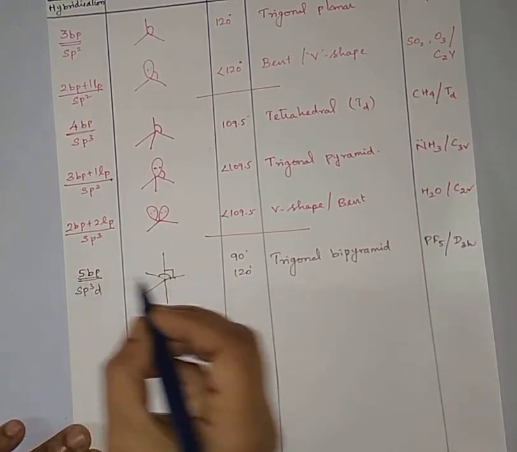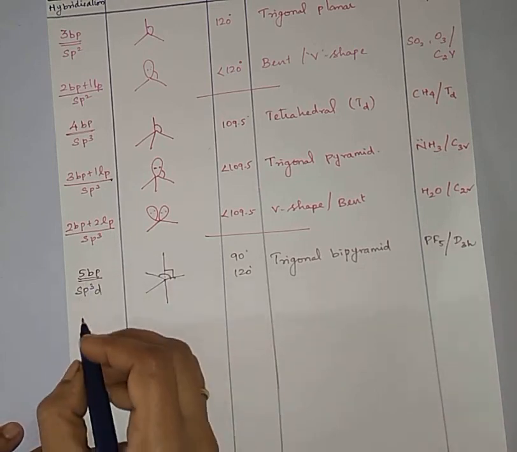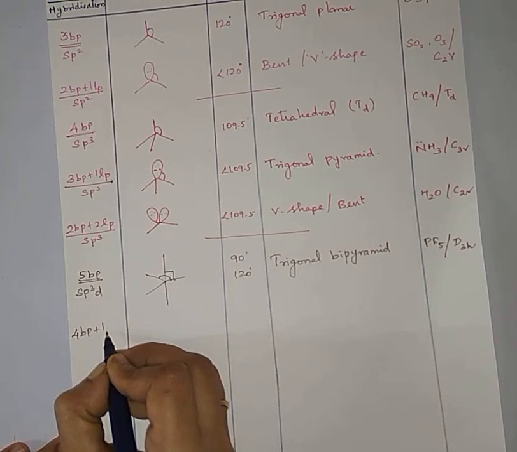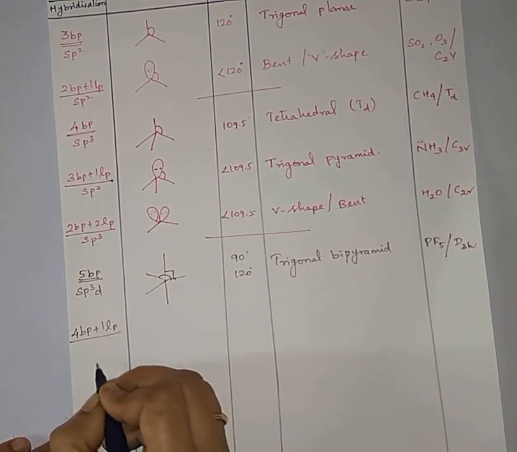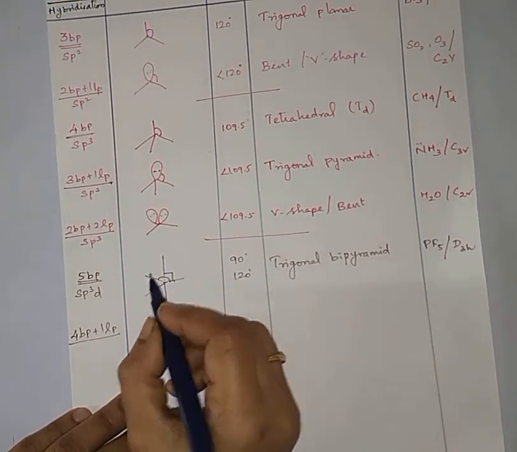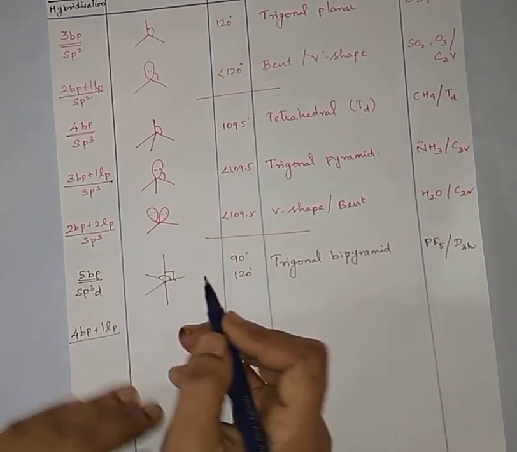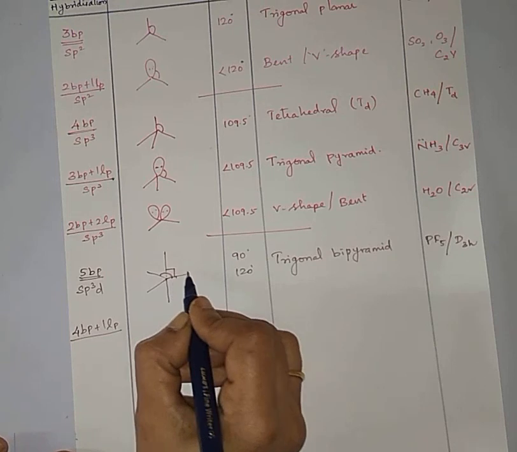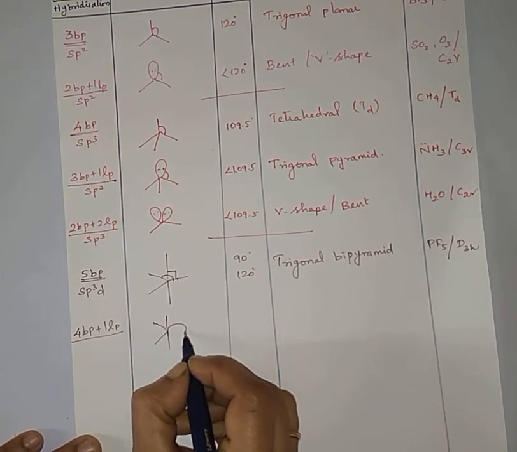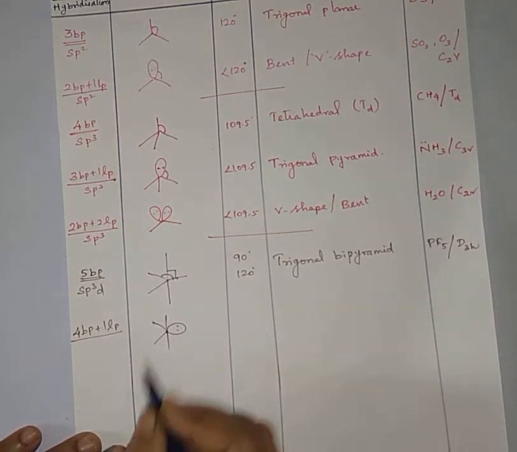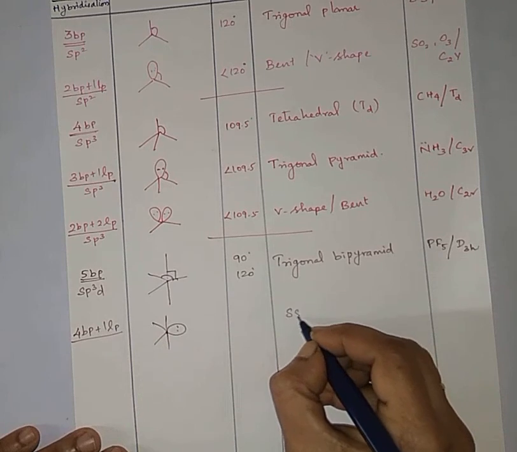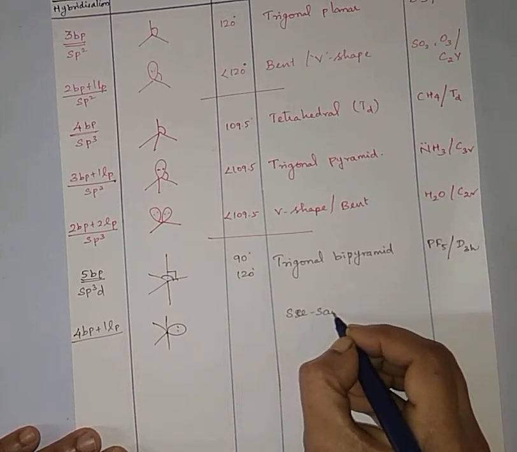The second one, instead of 5 bond pairs, one of the bond pairs is replaced with 1 lone pair. So it should be 4 bond pairs plus 1 lone pair. What will be the shape? See here, one of the bond pairs is replaced with a lone pair. I'm replacing this bond pair as a lone pair. It looks to be a seesaw shape.